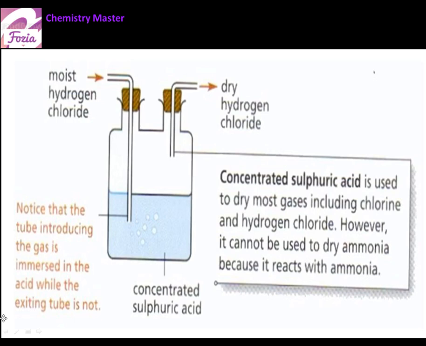Now again, how and when do we use concentrated sulfuric acid? Concentrated sulfuric acid is used to dry most gases including chlorine and hydrogen chloride. And you have to remember that you can dry any gas using concentrated sulfuric acid which is inert, which should not be reacting with H2SO4. As in case of ammonia, ammonia readily reacts with H2SO4. That's why drying ammonia through H2SO4 is not a good decision.